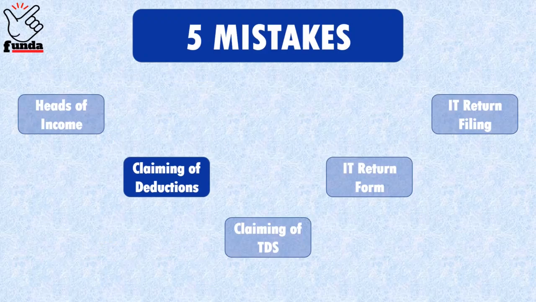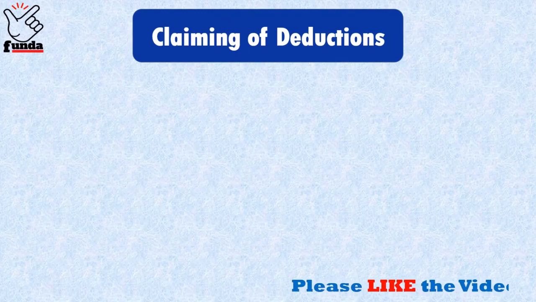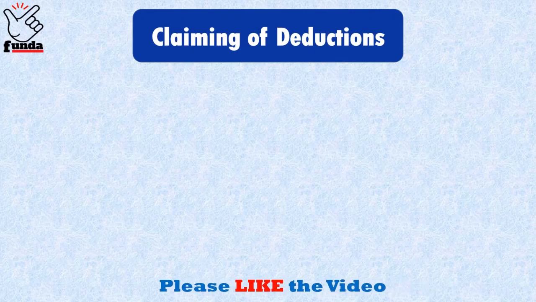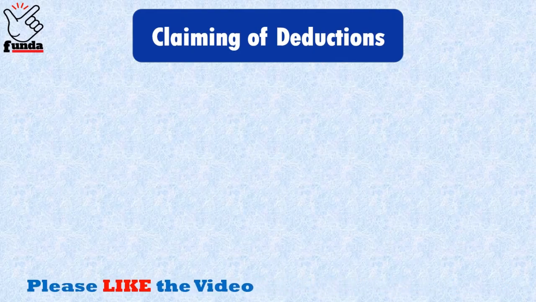Now let us examine the mistakes of taxpayers while claiming deductions. Deductions are available as a tax saving tool which most of the taxpayers avail. However, one common mistake while claiming deductions is not claiming the full deduction. This happens when a deduction is available but the taxpayer misses out on claiming the same.